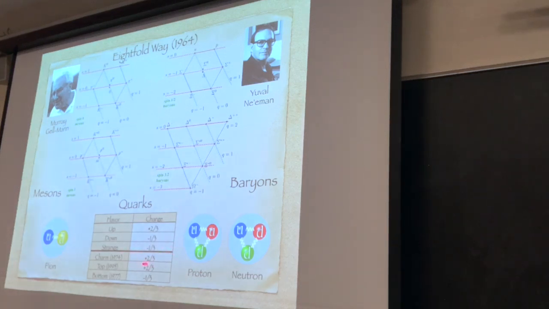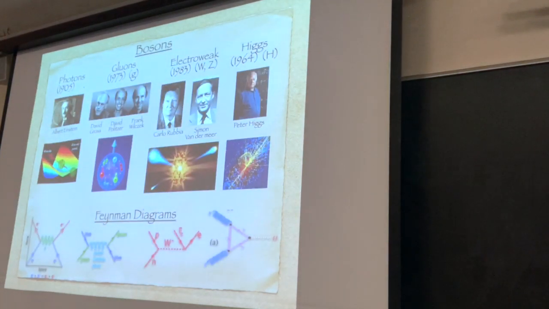Years later, the charm, the top, and the bottom quarks also got added to those, with similar properties in different ways. Plus 2/3 charge for the top and the charm, and a minus 1/3 charge for the bottom as well. So with the quarks in mind and the leptons we saw earlier, that is all the matter particles that we know in the universe. But there's one more type of particle we have to talk about, and that's the bosons.